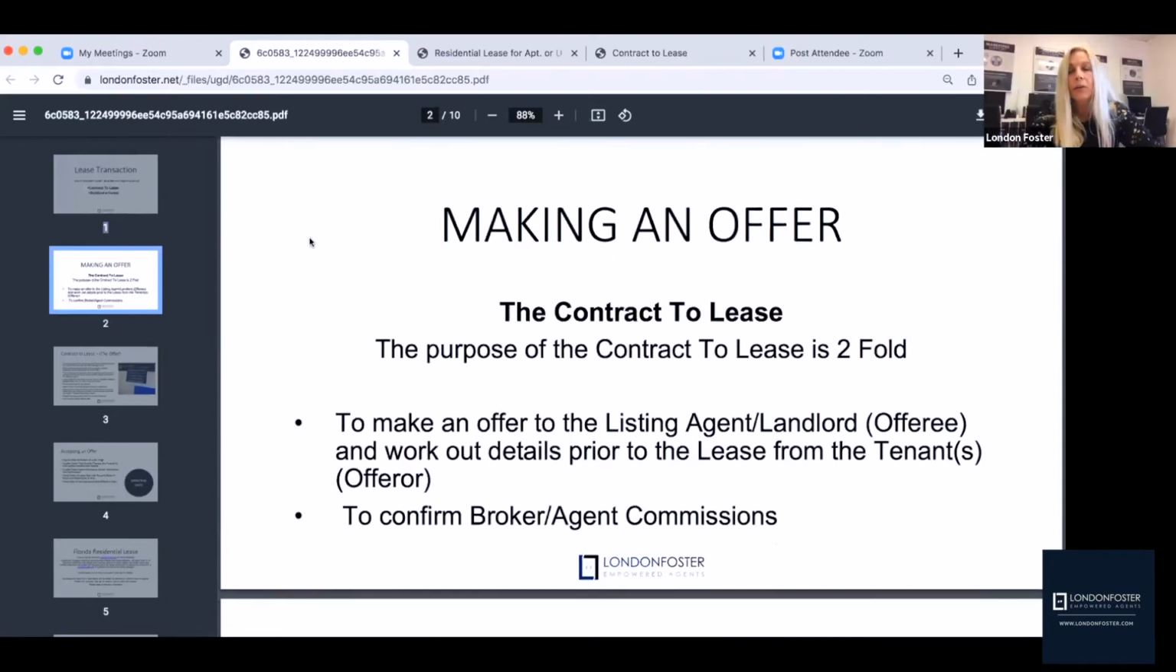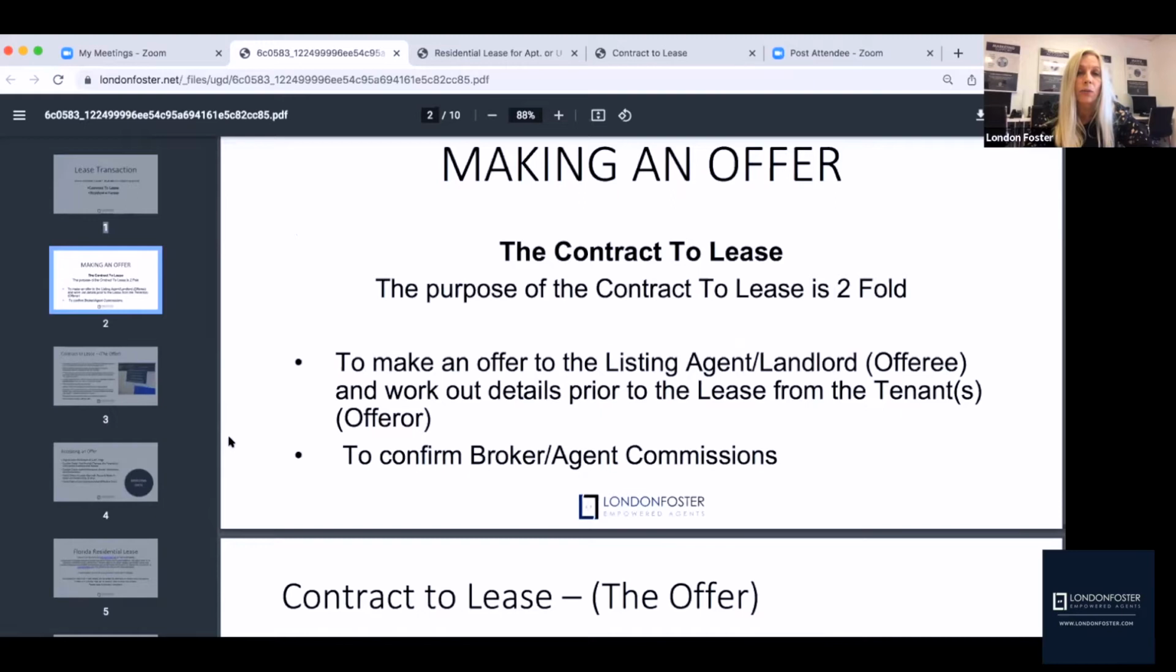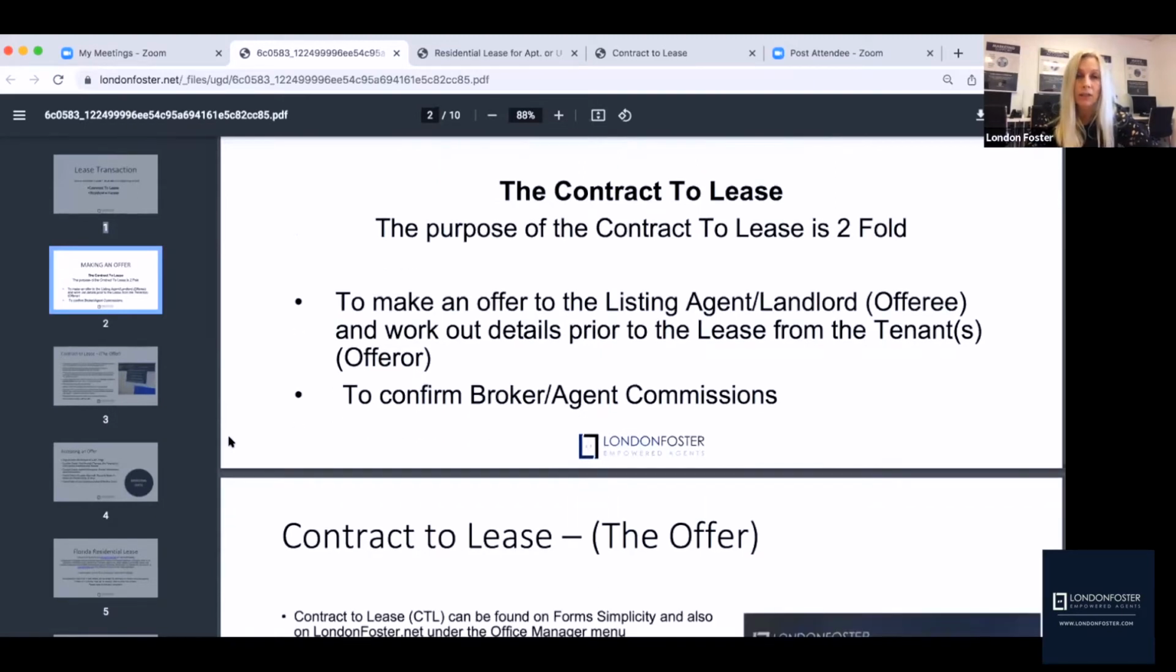Okay, so we're going to start with the first part, which is the contract to lease. As I said, the purpose is twofold: to make an offer to the listing agent or the landlord and work out all the details, and to confirm your agent commissions.